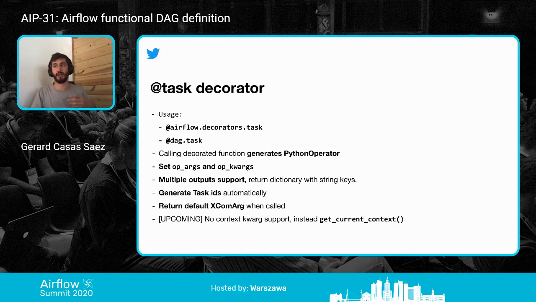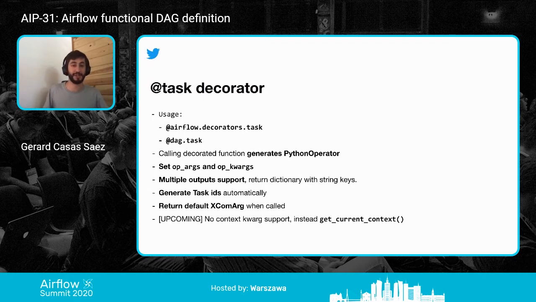The thing is that you can call the decorated function to generate Python operators, and this call actually sets the op args and the op kwargs without having to explicitly say the list and the dictionary. Another cool thing, it supports multiple outputs. So if you return a dictionary and you tell it that this is multiple outputs, it unrolls the dictionary into multiple XCom values. And finally, another thing that we added is the generate task IDs. So you can basically decorate a function and use it multiple times, and it will automatically generate task IDs for each time that you call it.